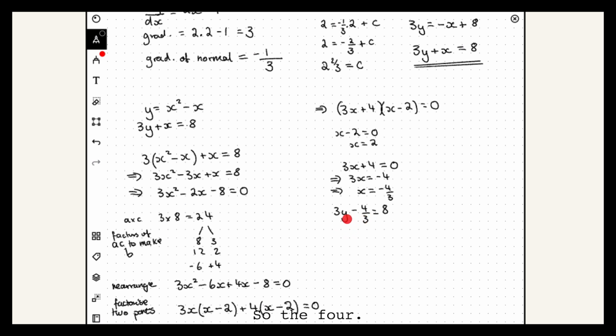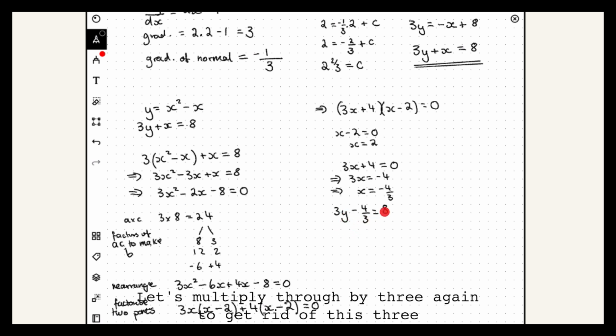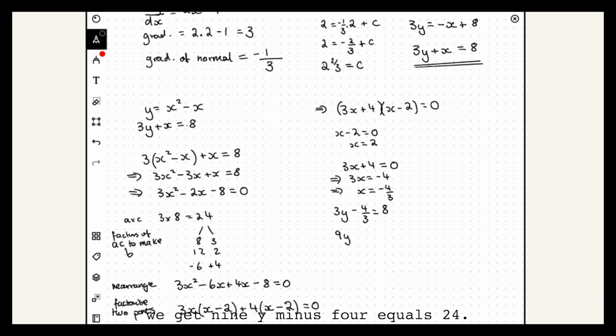So therefore, let's multiply through by 3 again to get rid of this 3. We get 9y minus 4 equals 24. Add 4 to both sides, so we'll end up with 9y equals 28. And so y equals 28 over 9. So my coordinates are minus 4 over 3, 28 over 9.